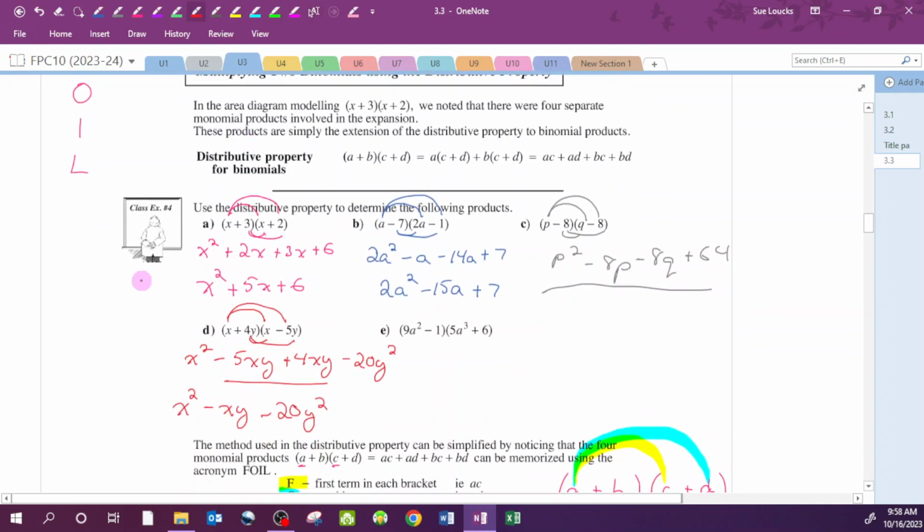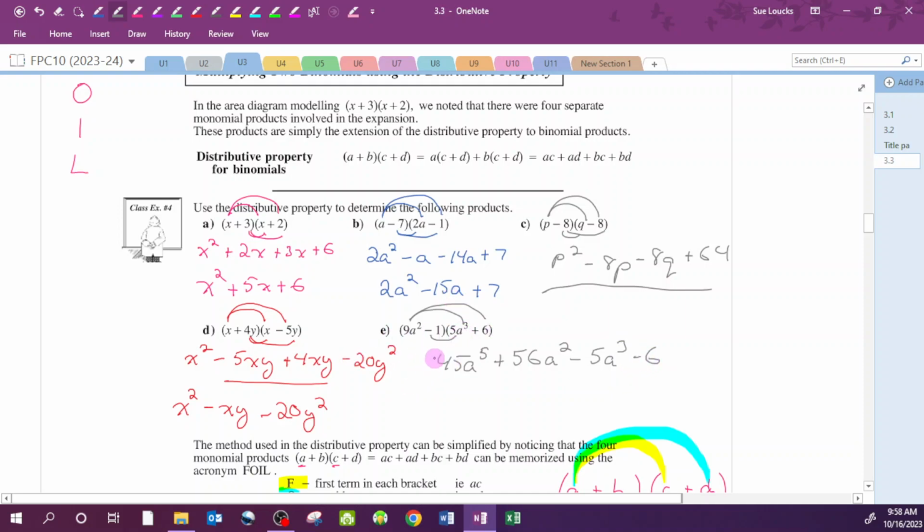Okay, one more example. So this is going to be 45a to the 5. See how we need those exponent rules? And then this is 9 times 6 is 54, so we have 54a squared. And then negative 1 times 5a is minus 5a cubed. And then minus 6. And again, we can't simplify that one.